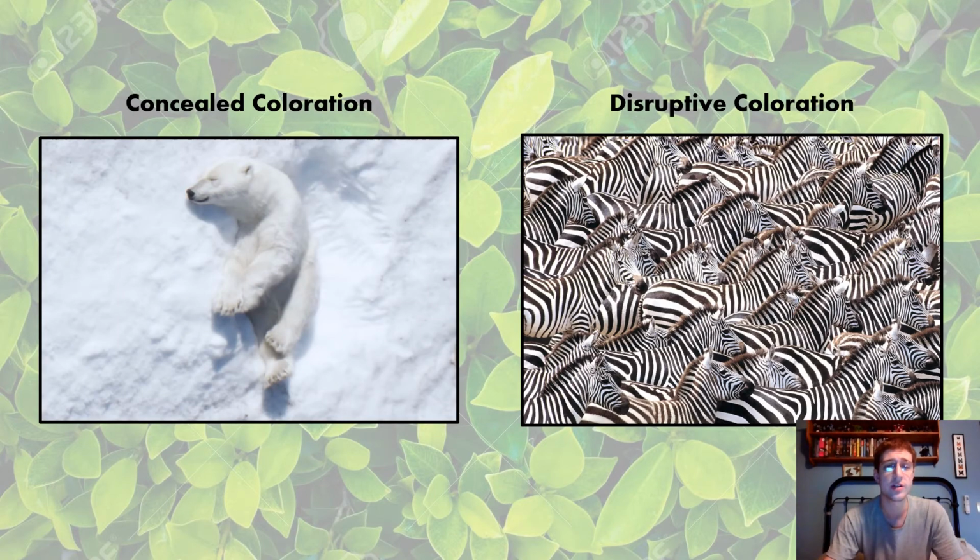So with concealed coloration, what you're trying to do is pretty much make your coloration match the environment. So for example, this polar bear is white on the snow.